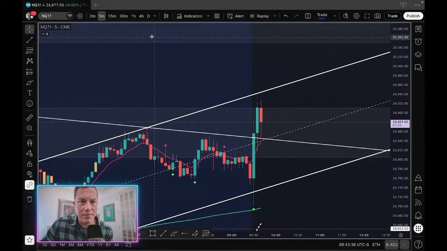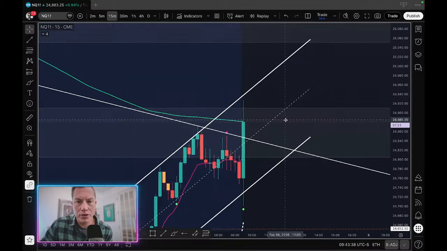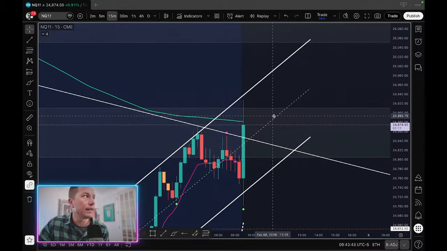So here's our 5 minute. Looks like we're trying to push up a little bit. Here we are at that level again, right? Just watching that level. Are we going to try to break through that or not? That's the question. So I'm going to be careful here with this play. All right, so trying to push up. There we go.